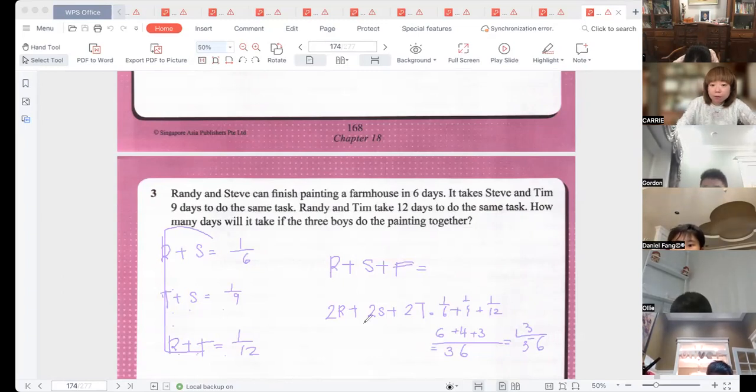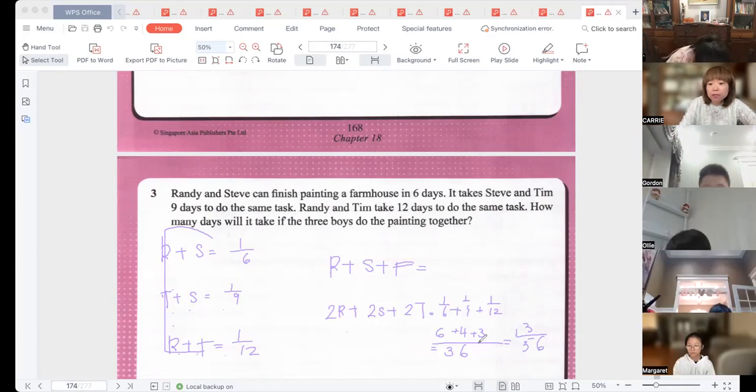Okay. So now 2r plus 2s plus 2t equals 36. So r plus s plus t equals what? Divided by 2, correct? So equals 13/72. Am I right, everybody?